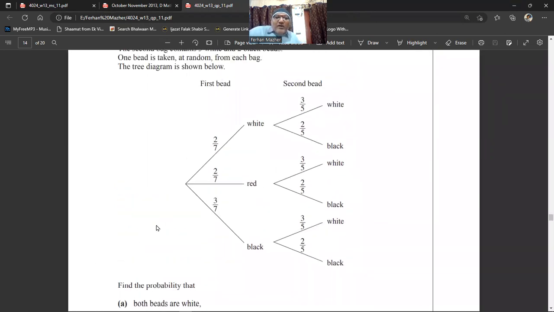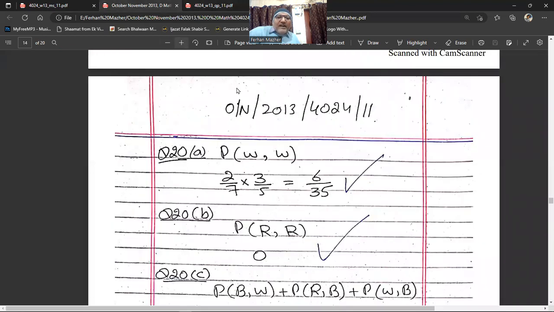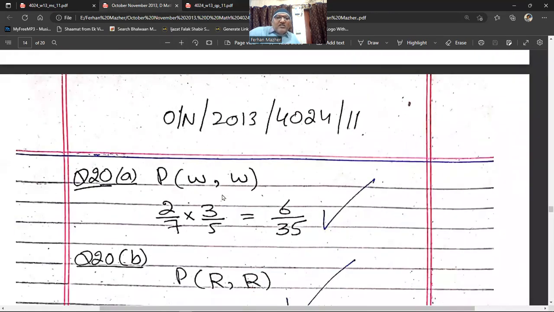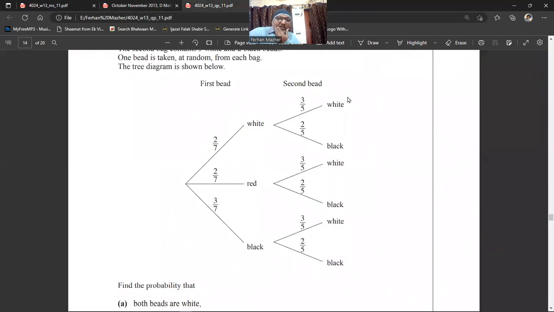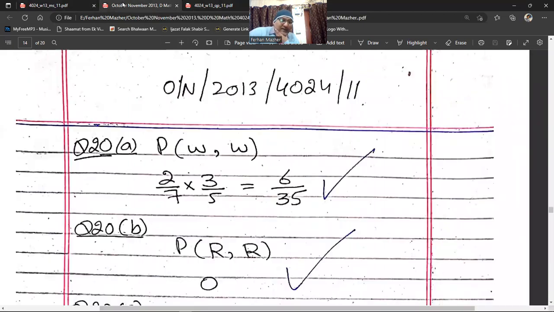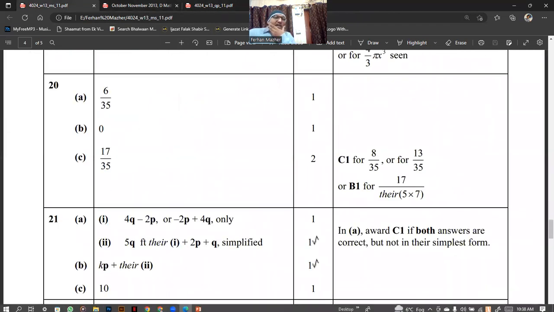Okay, so white comma white. White comma white will be this. So it will be 2 by 7 multiplied by 3 by 5. So the probability of finding the white comma white will be 2 by 7 multiplied by 3 by 5. Multiply these, and that will be 6 by 35. 6 by 35 is the right answer, sir.